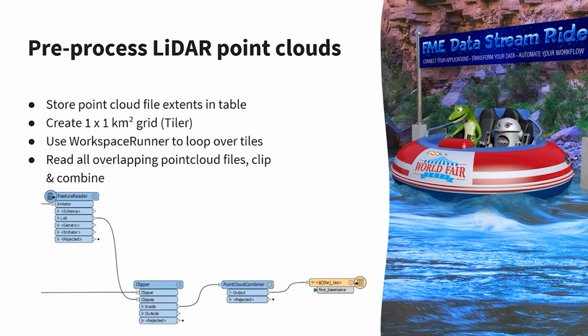To solve this, we did it only once in a separate workspace and stored the minimum and maximum X and Y extents of each file into a CSV table. And using this CSV table, it's much faster to make a selection of which point cloud files should be read.